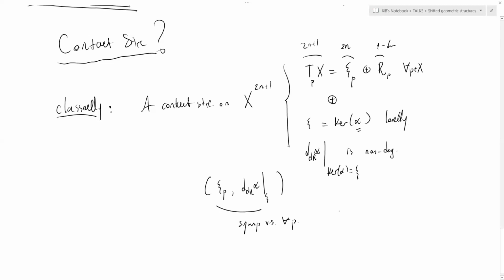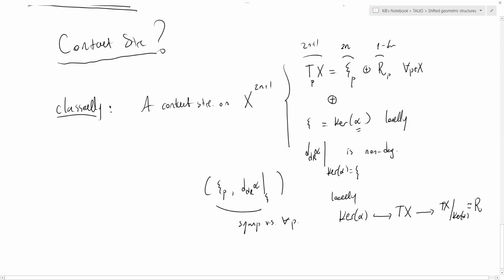So therefore, eventually, you have the following splitting. Somehow locally you have this kernel of alpha, okay? You have this map to the tangent bundle, and then you just consider the cofiber, right? So T_X over kernel alpha, and this is your one-dimensional part. In general, we say the Reeb vector field, the vector field generating this rank 1 part, is called the Reeb vector field. But this is actually the cofiber. So you have a kind of an exact sequence like this, and this part is your cofiber. Okay, we are just looking at the quotient.